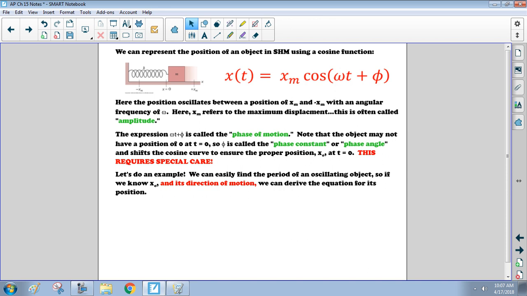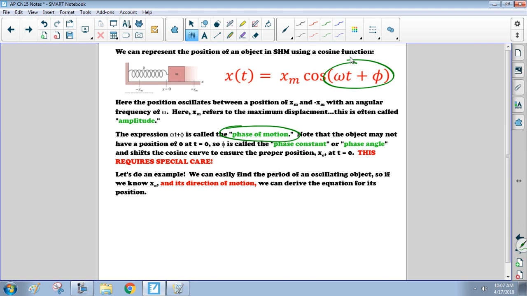Cool. So this whole expression here, you guys, is called the phase of motion. Okay? Note that the object might not start at a position of 0 at time 0. Okay? And so this phi here, or phi if you prefer, is called the phase constant. And it's that thing that shifts your graph so that your time 0 corresponds with your position at that point. Follow?